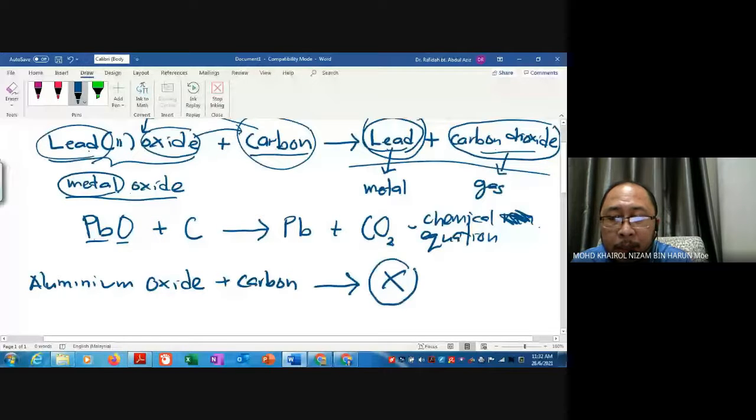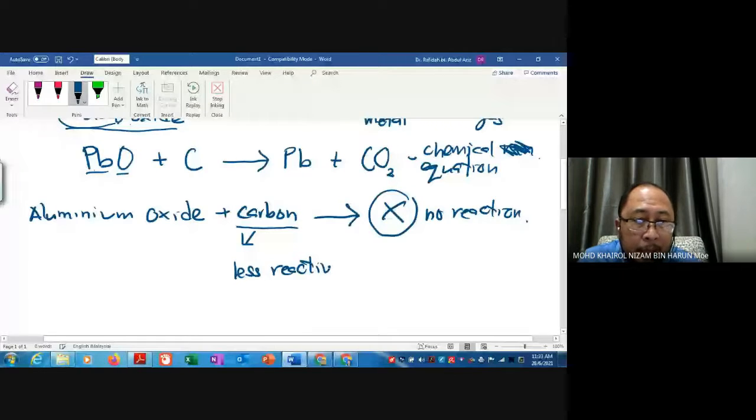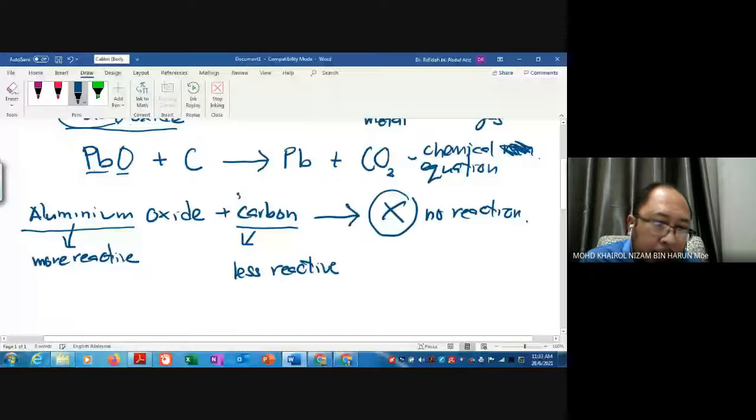Why does it happen like this? Because carbon is less reactive compared to the aluminium itself. When these two substances mix together, because carbon is less reactive, we can say that aluminium itself is more reactive. So this carbon cannot take oxygen from the aluminium. That is the simple explanation.